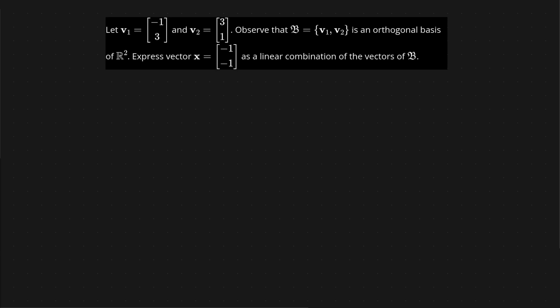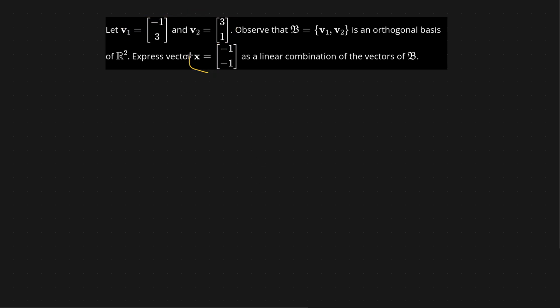Let's take a look at an example. So we have two vectors, v1 and v2. We are told that the set of those vectors, v1 and v2, is an orthogonal basis of R2. And it's really easy to check they're orthogonal, right? We just have the two vectors here. If you take the dot product of these two vectors, you get 0. So the two vectors are orthogonal.